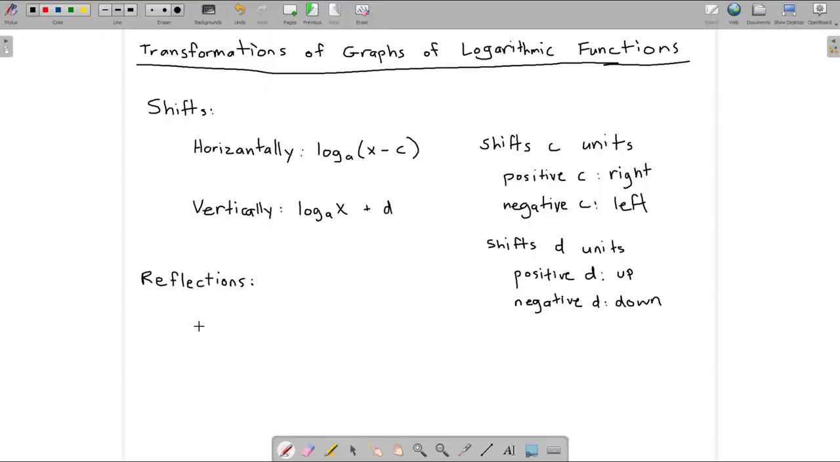We can also reflect our graphs of logarithmic functions over the y-axis, and that looks like log base a of negative x, or over the x-axis would be negative log base a of x.